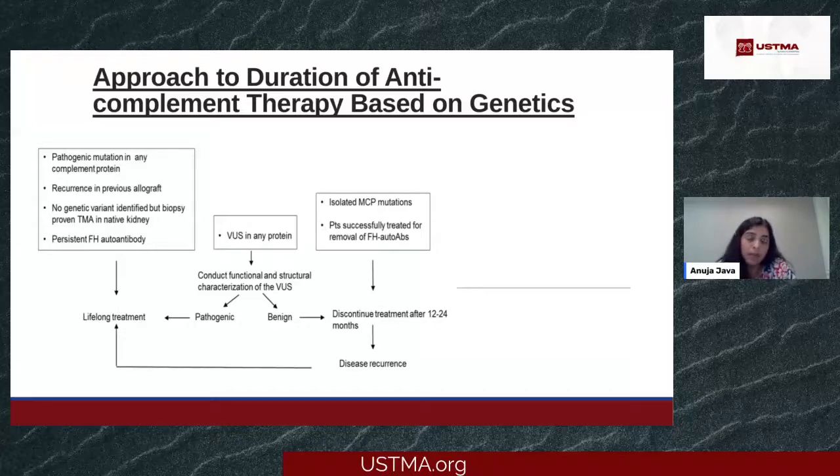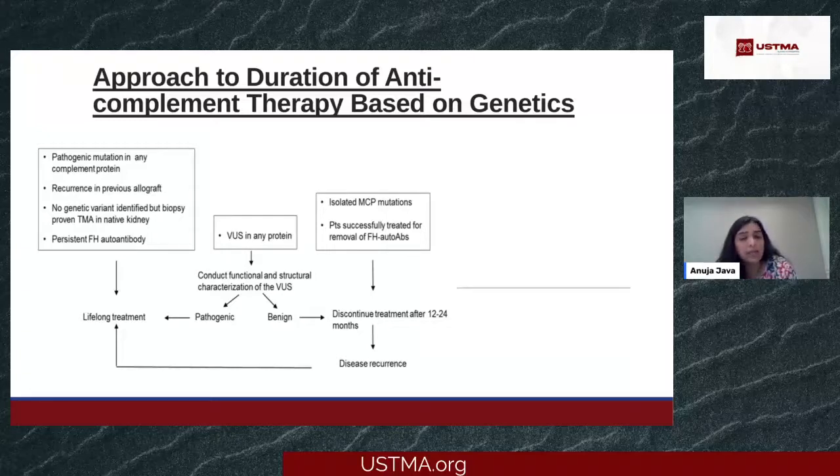There are multiple ways you could treat those, plasmapheresis, and there is rituximab. There are certain treatments that we may use to remove them. And if you don't have those autoantibodies, then treatment can be stopped with very careful monitoring. And MCP mutation is one where, if you have a mutation and you get a kidney transplant, those patients can stop treatment, but not prior to getting a kidney transplant.